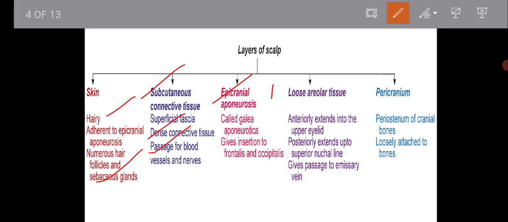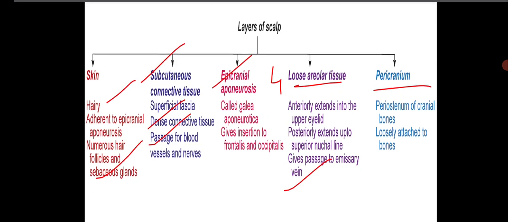The fourth layer is the loose areolar tissue. It extends anteriorly into the upper eyelid and posteriorly up to the superior nuchal line, and gives passage to the emissary veins. These emissary veins equalize the pressure from extracranium to intracranium, and also spread infection from extracranium to intracranium. That's why this fourth layer, loose areolar tissue, is called the dangerous layer of the scalp. The fifth layer is the pericranium, which is loosely attached to the bones.